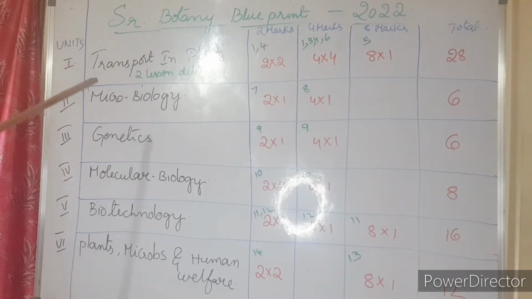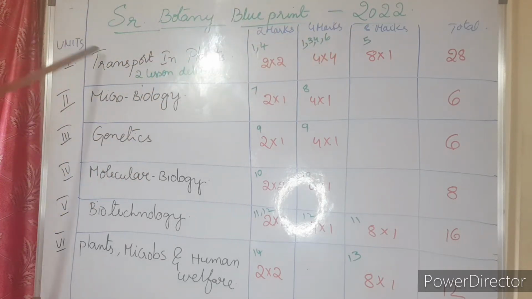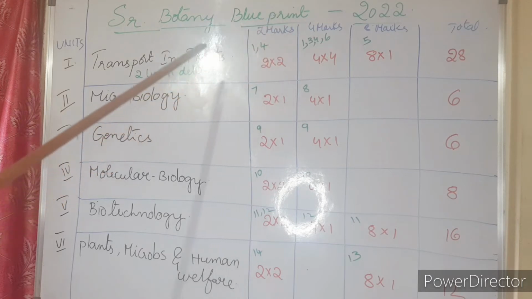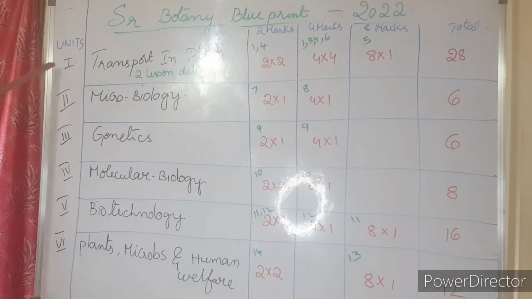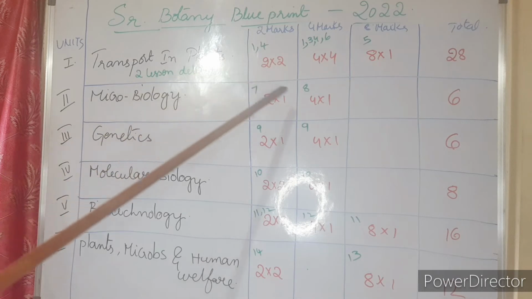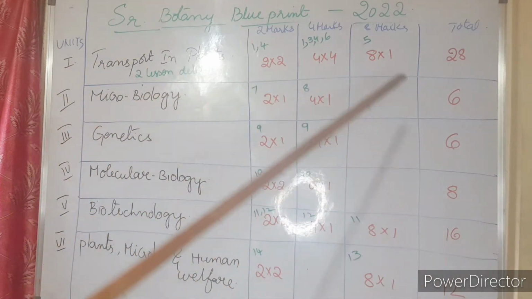So in this video we are going to discuss the Senior Botany Blueprint 2022. According to the blueprint, if we prepare, it saves time and we'll be scoring more marks in botany. In Senior Botany, we have altogether 6 units: transport in plants, microbiology, genetics, molecular biology, biotechnology, and plants, microbes and human welfare. These are all the units and chapters I have given here. So 2 marks, 4 marks, 8 marks, and the total we are getting from those units.